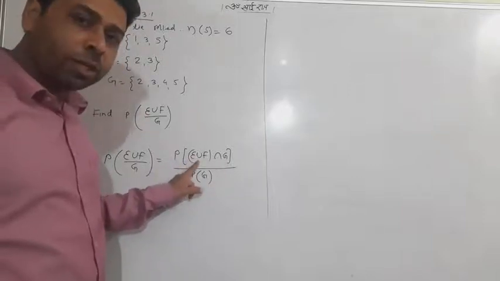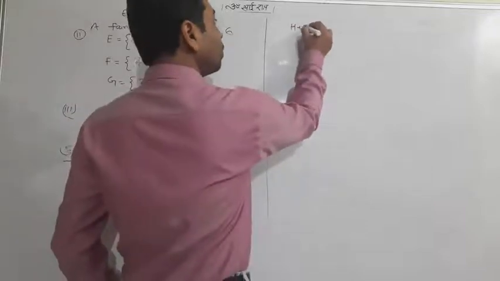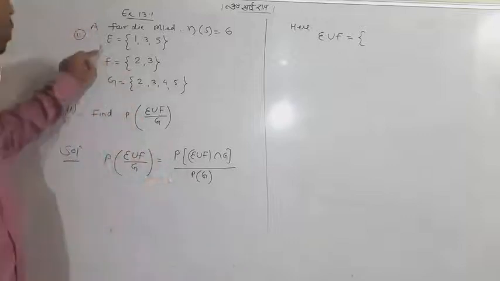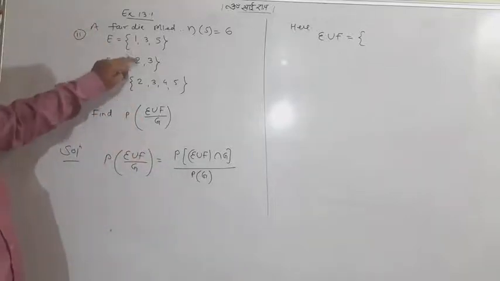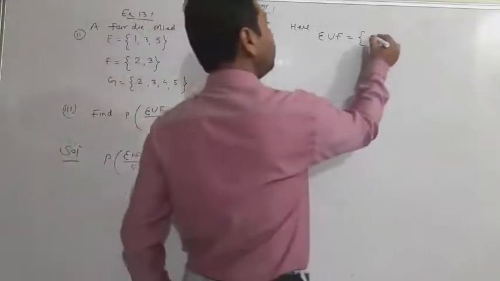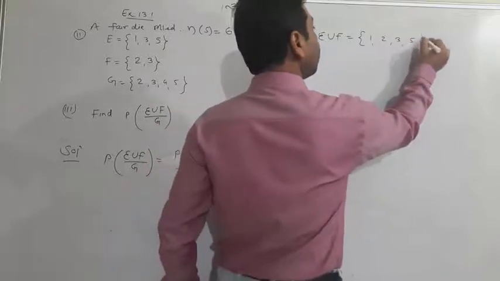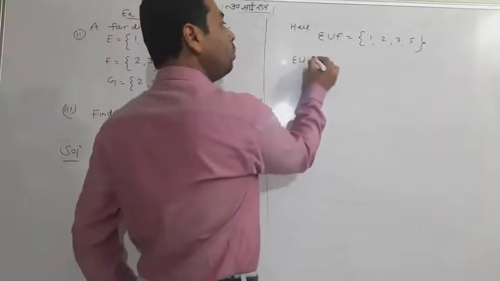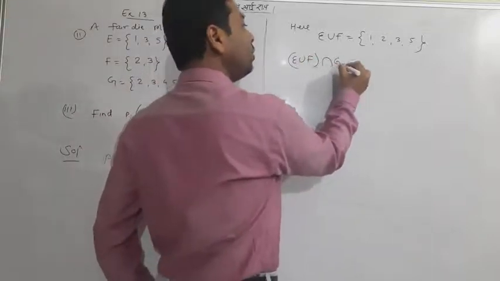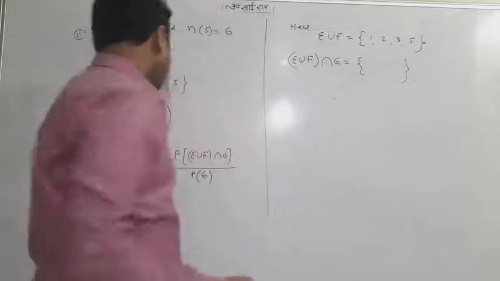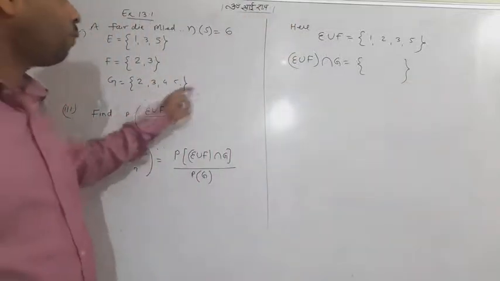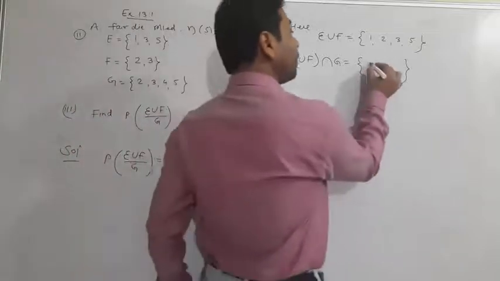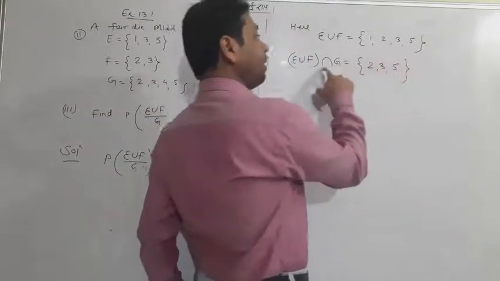So first I will find E union F. E union F is equal to 1, 2, 3, 5. And along with that we'll find the intersection with G, E union F intersection G. So I will write just the common elements. G is 2, 3, 4, 5, meaning we have 2, 3, 5 as the common elements. So we found the intersection here.